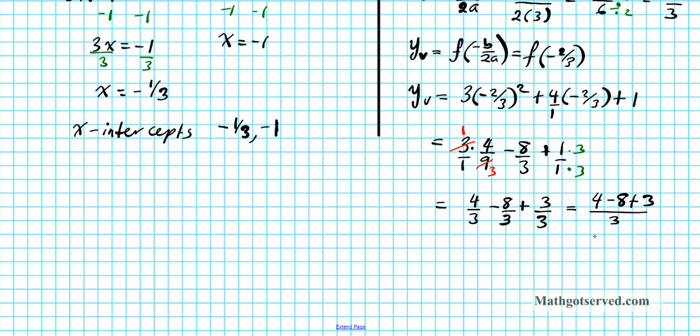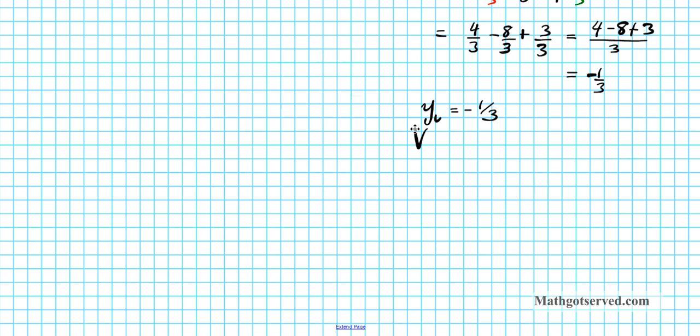4 minus 8 is negative 4, plus 3 is negative 1. So negative 1/3 is the y-coordinate of our vertex. So what is our vertex? Our vertex is going to be negative 2/3, comma, negative 1/3. So there you have it.